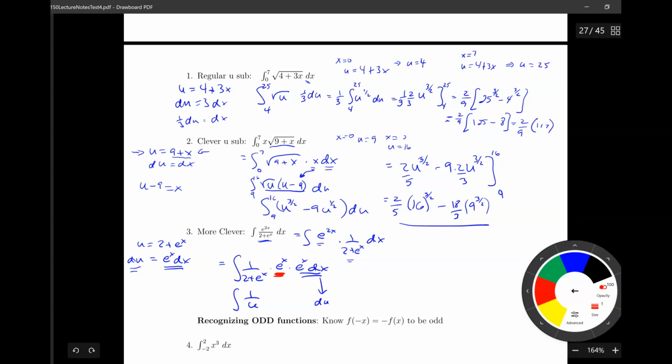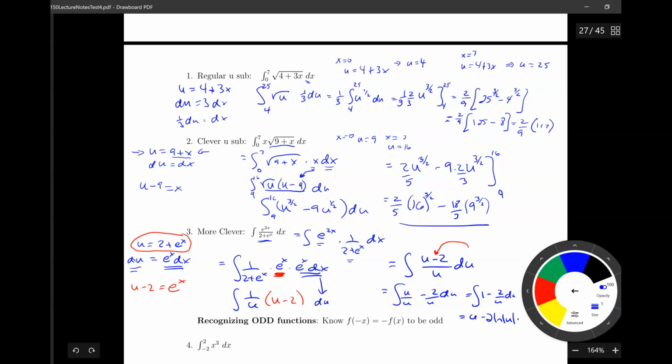I'm looking at this e to the x, and I'm looking at this statement right here, and I think e to the x can be written as u minus 2. All right, so now let's do a little bit of algebra here. This is like saying u minus 2 over u du. I can separate a fraction around the subtraction in the numerator: u over u minus 2 over u du. So that gives me 1 minus 2 over u. So that's u minus 2 times ln of u.